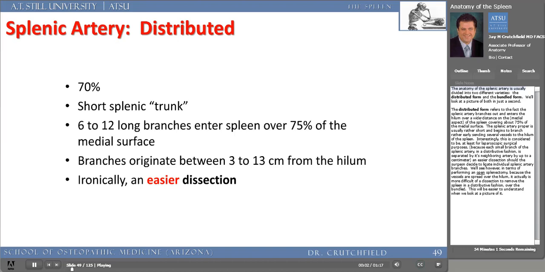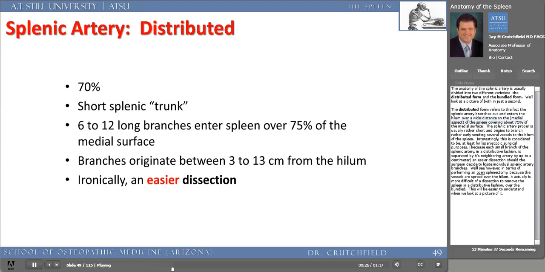The anatomy of the splenic artery is usually divided into 2 different varieties, the distributed form and the bundled form. We'll look at a picture of both in just a second. The distributed form refers to the fact that the splenic artery branches out and enters the hilum over a wide distance of the spleen, covering about 75% of the medial surface.